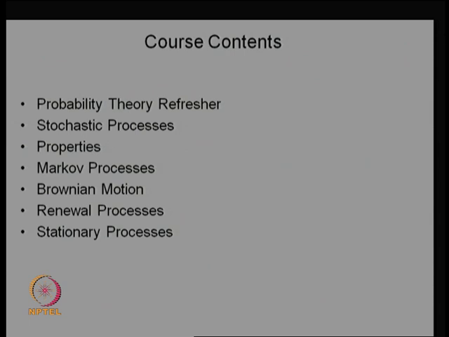In that we are going to study two types of Markov processes, the discrete time Markov chain as well as the continuous time Markov chain. After that we are going to study Brownian motion, and finally the renewal processes and the stationary process. So, with that we are going to complete the stochastic processes course in about 40 lectures.